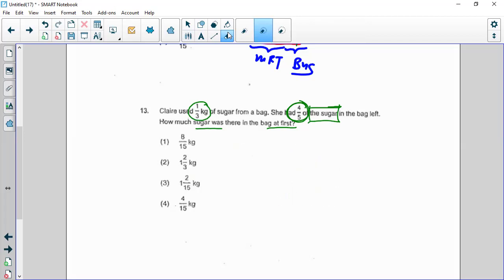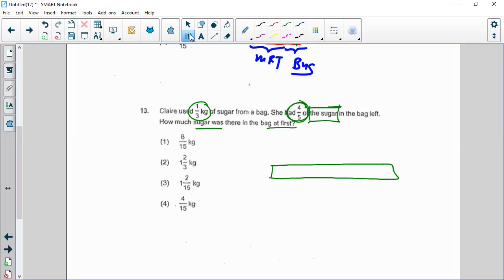So which means that she must have used 1/5 of the sugar lah. Okay, let me just draw a model, a model to help ourselves. So all the sugar in the bag is 5 boxes. And then she got 4 boxes left. And then this will be the use.